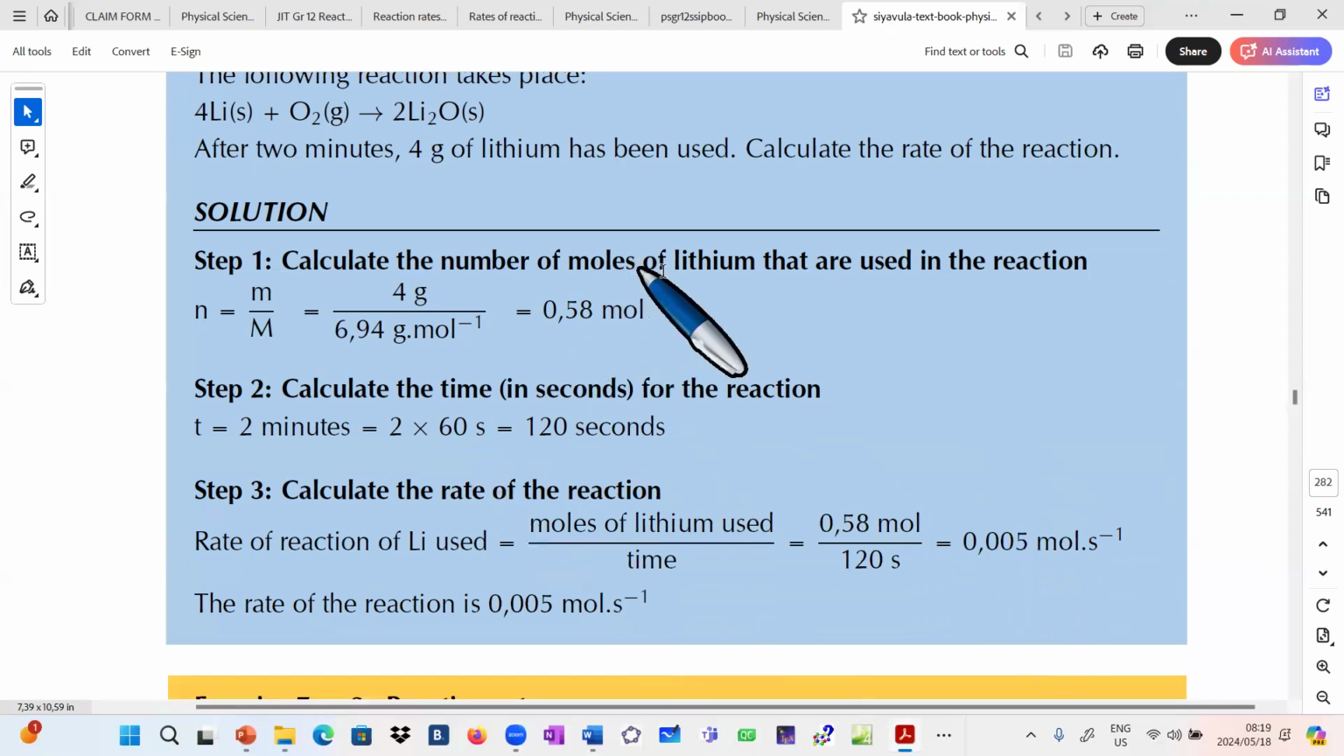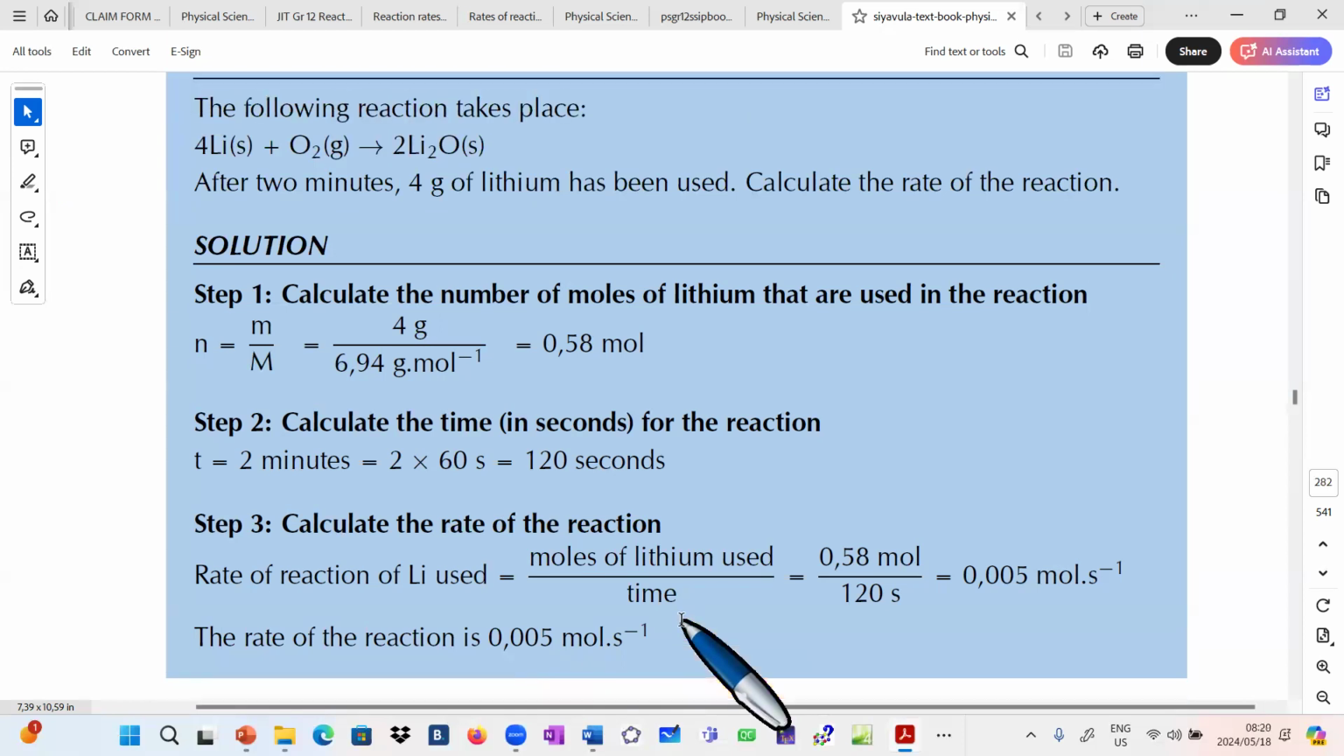Step one was to calculate the number of moles. Step two, we calculate the time in seconds for the reaction. In step three, we calculate the rate of the reaction. How do we calculate the rate of the reaction? The rate of reaction of lithium used is the moles of lithium used divided by the time taken. We already have the moles, 0.58 moles, and the time is 120 seconds, and therefore this is 0.005 moles per second. This is the rate of reaction of lithium used, so the rate of the reaction is 0.005 moles per second.